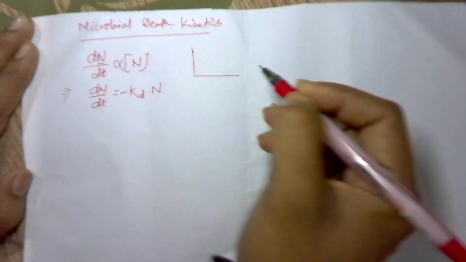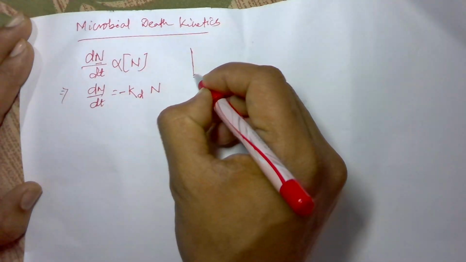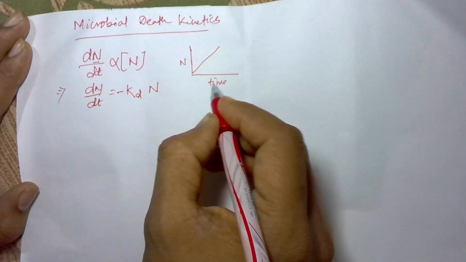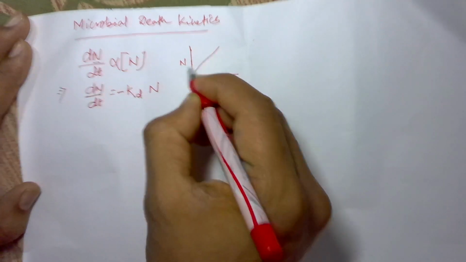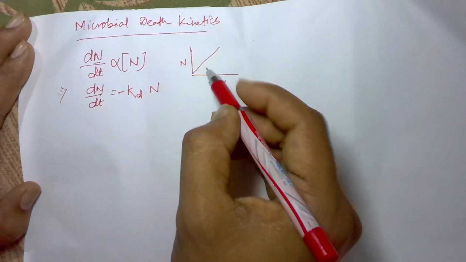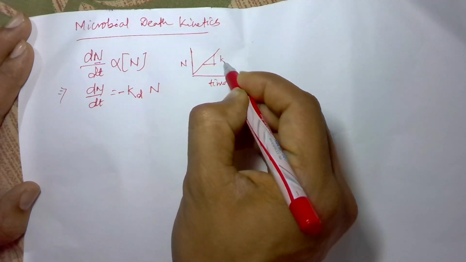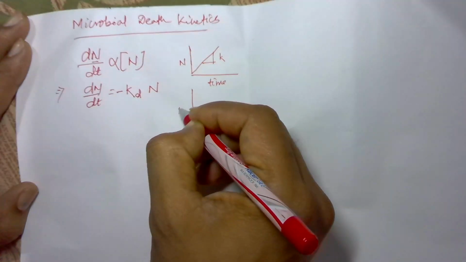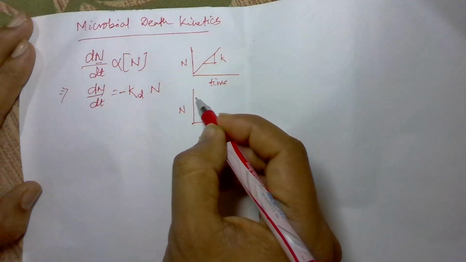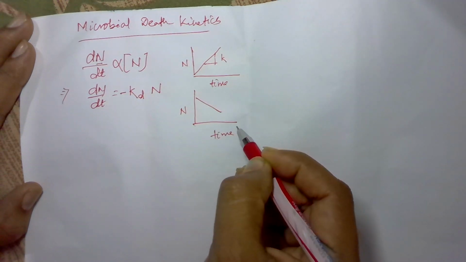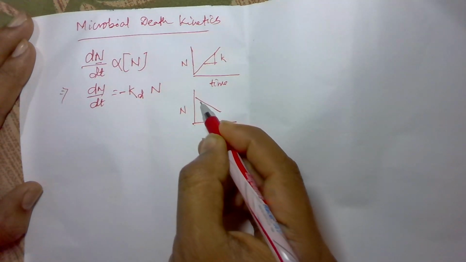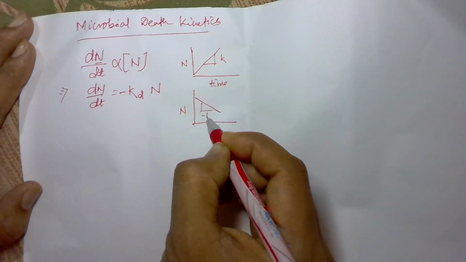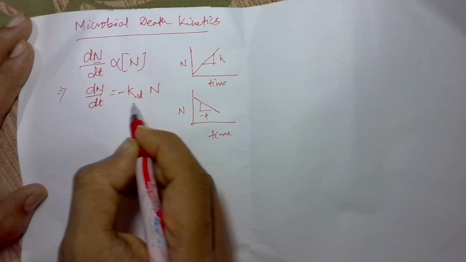For example, if there is a growth of the microorganism, the slope will be like this. Now this is time, this is concentration of the microorganism. So with respect to time, concentration of the microorganism is increasing. So this is growth, this is the slope. But what will happen in case of death? Time and this is concentration. It will be something like this. With an increase in time, concentration of the microorganism will fall. So this is a negative slope. So that's what I have written, minus k. Okay.